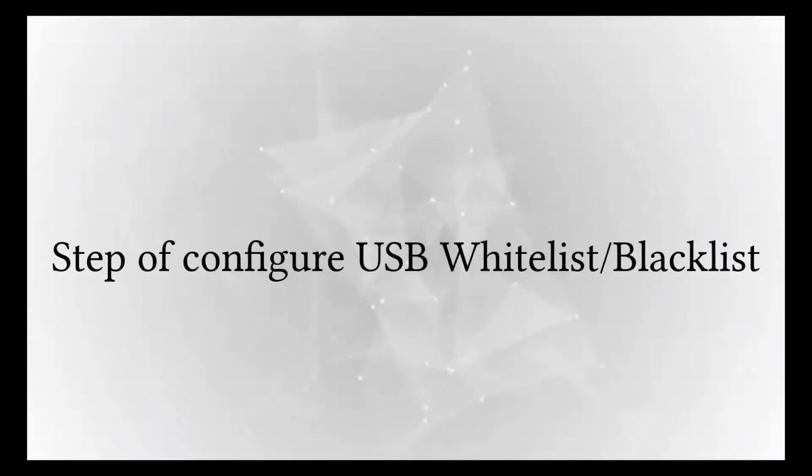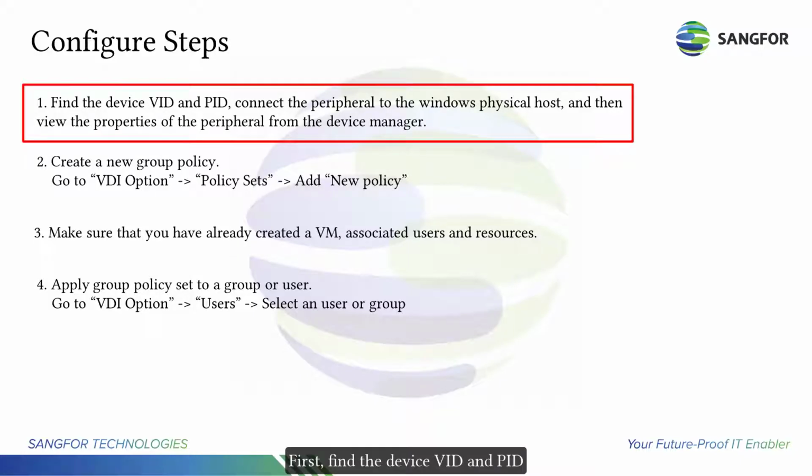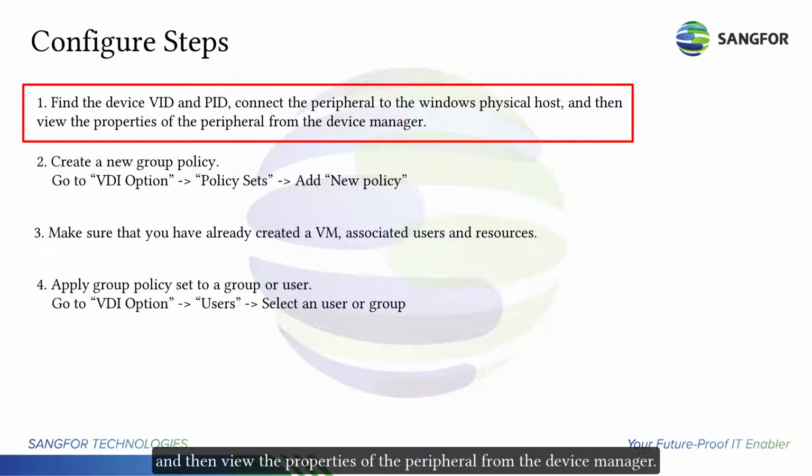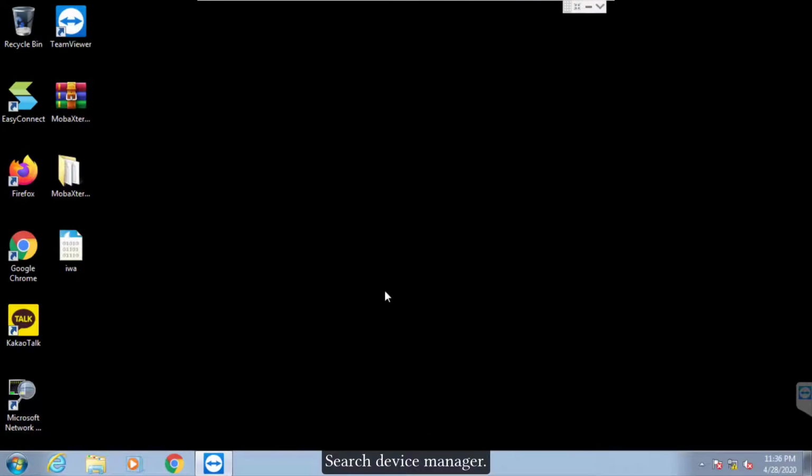Steps to configure USB whitelist and blacklist. First, find the device VID and PID. Connect the peripheral to the Windows physical host, and then view the properties of the peripheral from the device manager. Search device manager.